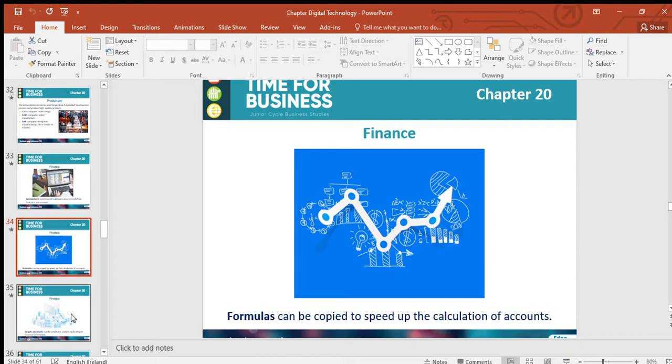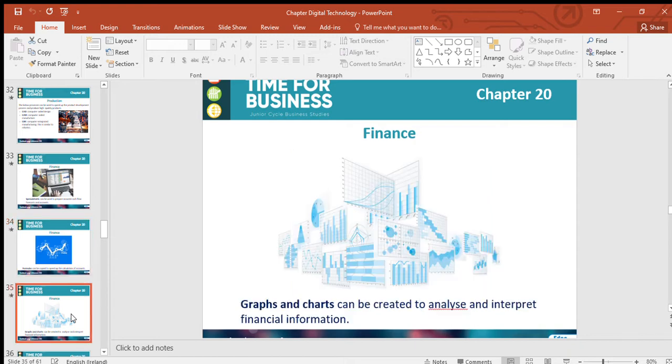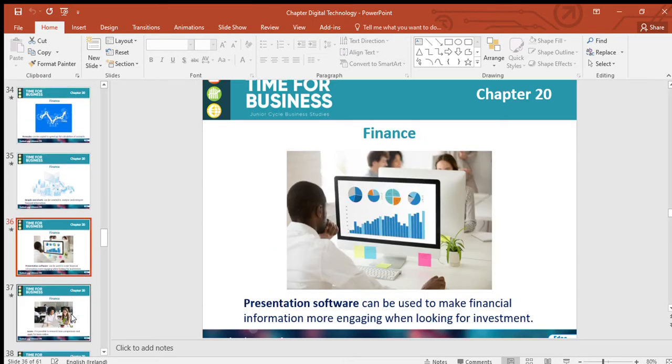Rather than obviously doing everything individually. Graphs and charts. So now we're looking at showing financial information. Graphs and charts are used to create, analyze, and interpret financial information. And obviously for presenting it here, we can see the graphs and charts in the photo. I'm using presentation software right now. I'm using Microsoft PowerPoint. Presentation software can be used to make financial information more engaging.